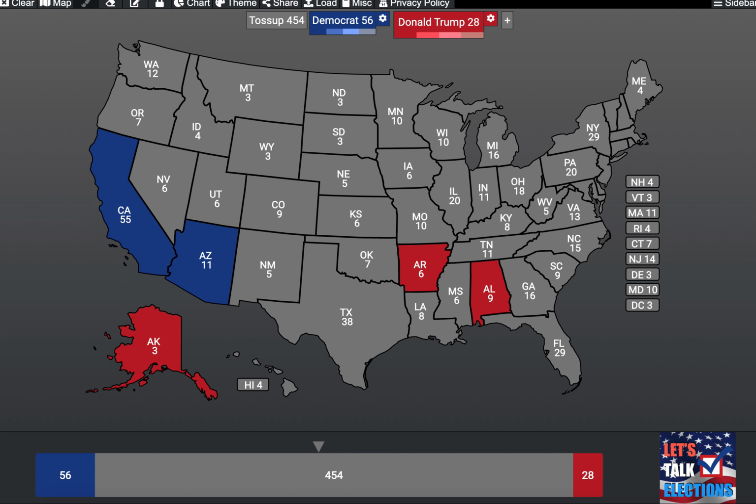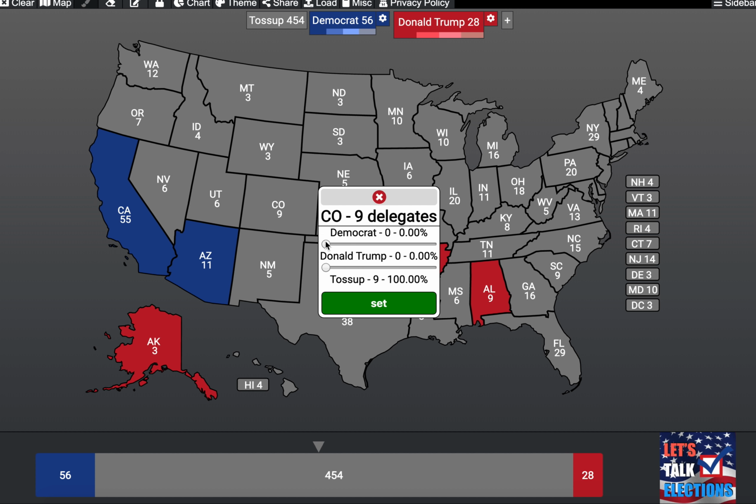Going over to the state of Colorado, the Democrats got 4 representative districts here, which means that they will get 6 electoral votes, and Donald Trump will get 3.